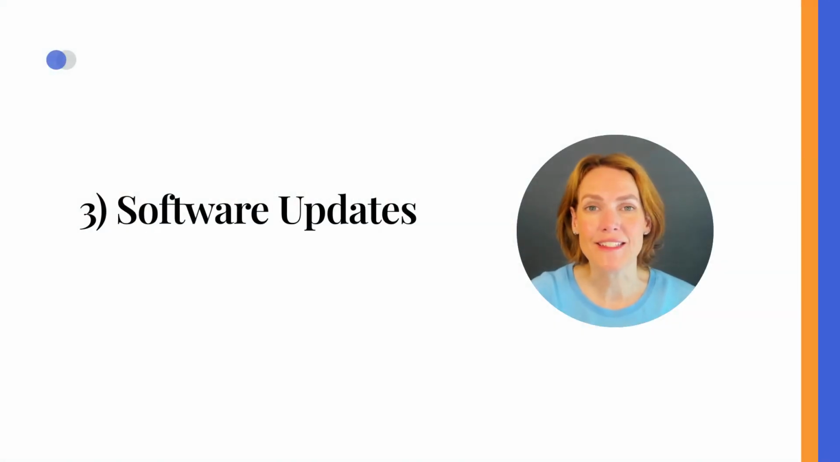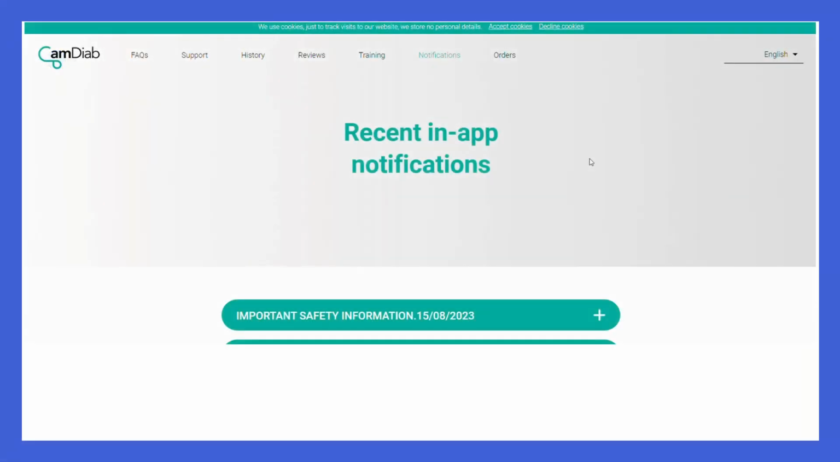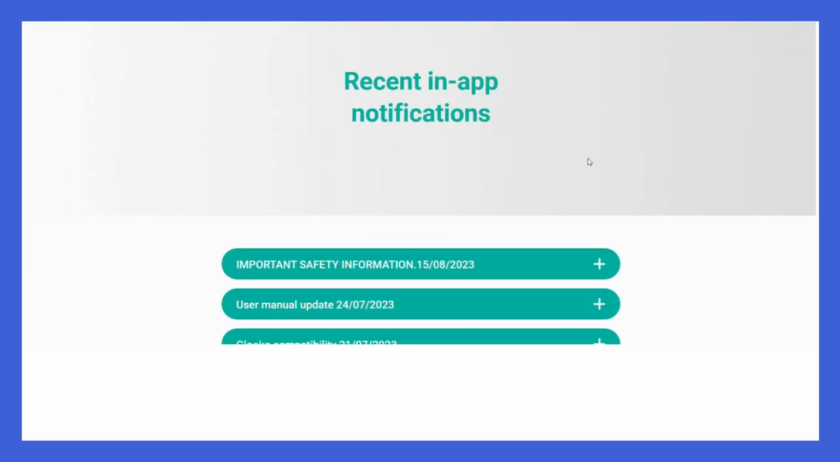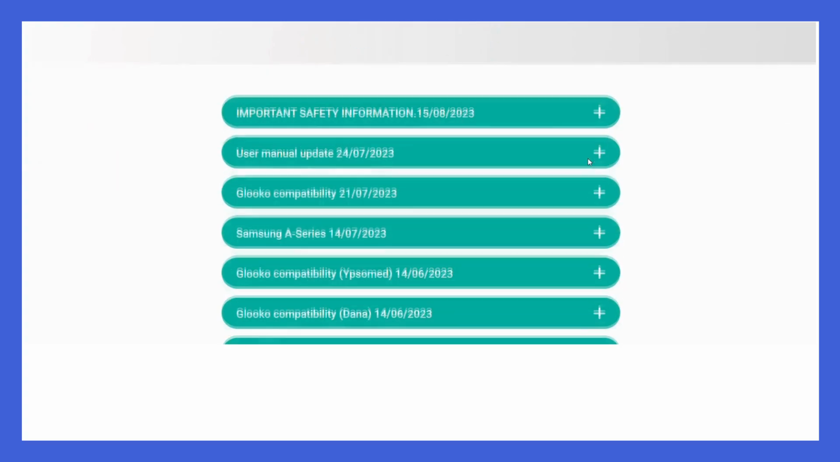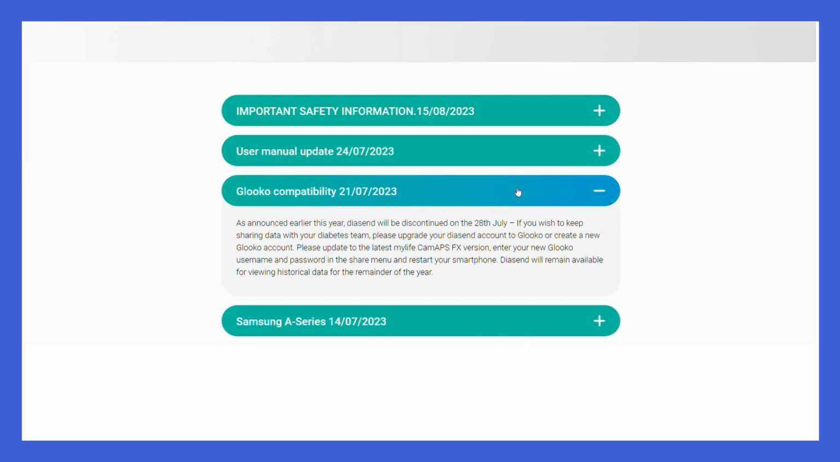3. Software updates. After installing the Mylife Cam APS-FX app, it is recommended to regularly check the online portal for updates and install them when available. Before performing an update, it is advised to turn off auto mode and then restart it after the update is completed. This ensures a smooth and successful update process for the app.